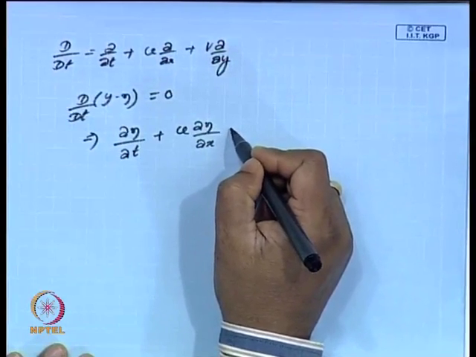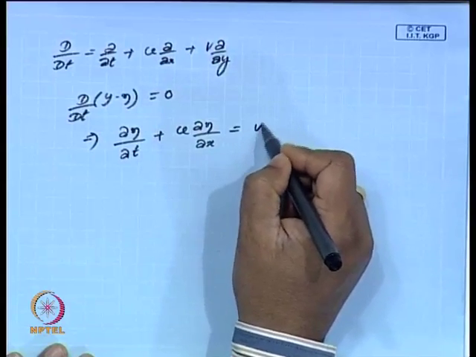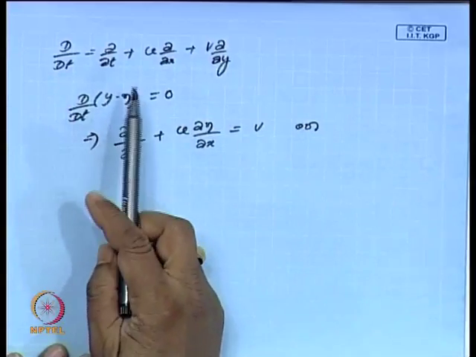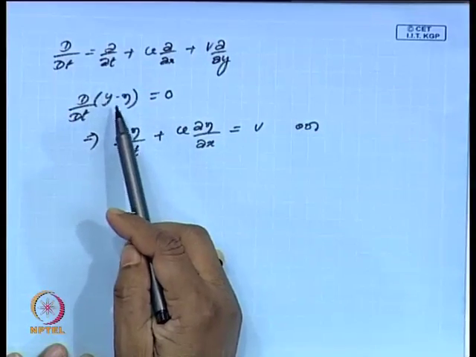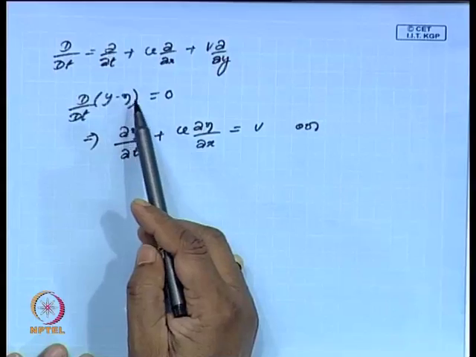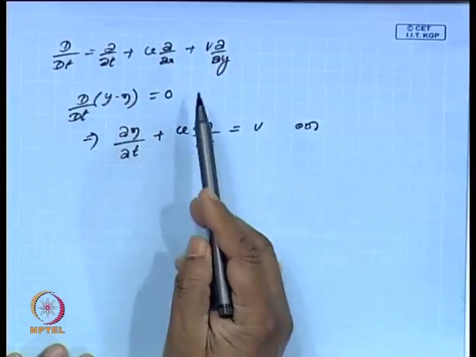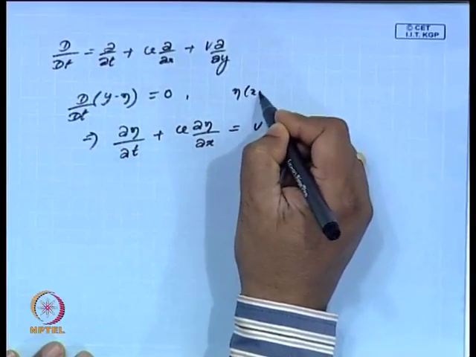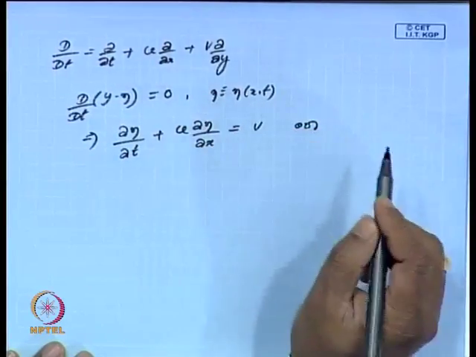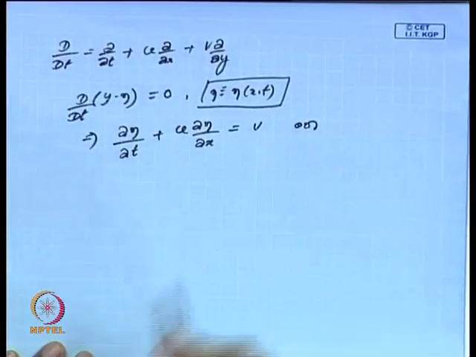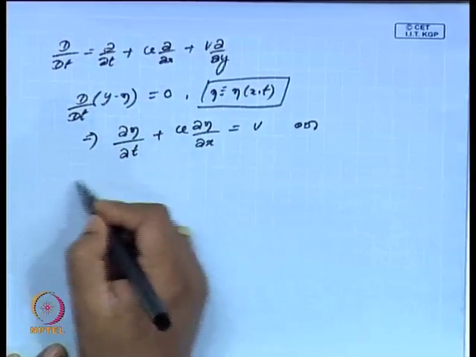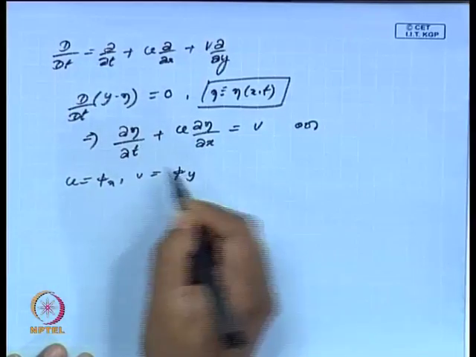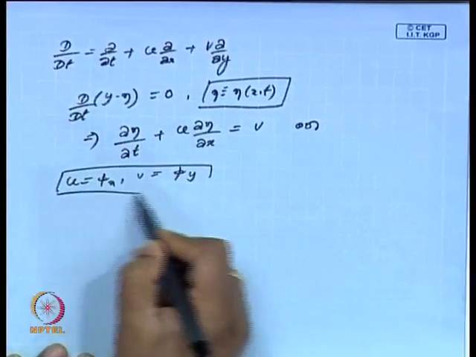equal to v on the free surface, this will be v, then this will be del eta by del t. This is okay, because eta is a function of x and t, and eta is equal to eta(x,t). And then we know that u is equal to phi x, v is equal to phi y, because we are dealing with a potential flow problem.